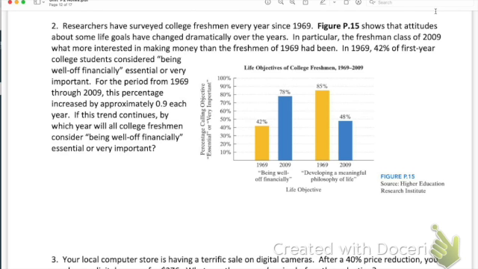In 1969, 42% of first-year college students considered being well off financially essential or very important. For the period from 1969 through 2009, this percentage increased by approximately 0.9 each year. If this trend continues, by which year will all college freshmen consider being well off financially essential or very important? Now, here's something that's really important.